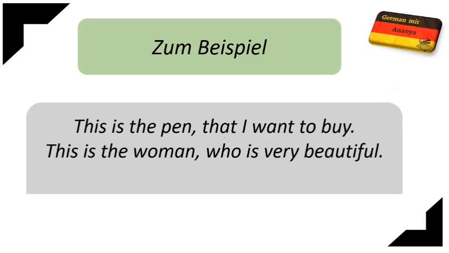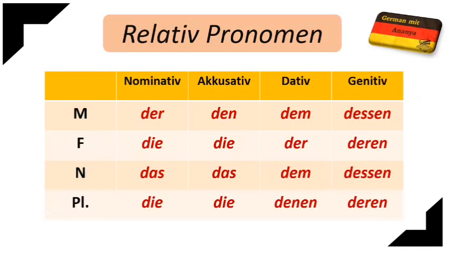This is the woman who is very beautiful. Right. So in these kinds of sentences, we will use relative pronomen, and these kinds of sentences are known as Relativsätze. So what are the relative pronomen? For nominative, it is der, die, das, die. Accusative: den, die, das, die. For dative: dem, der, dem, denen. And for the genitive: dessen, deren, dessen, deren.